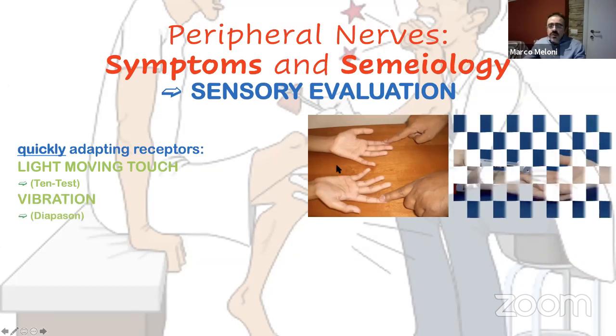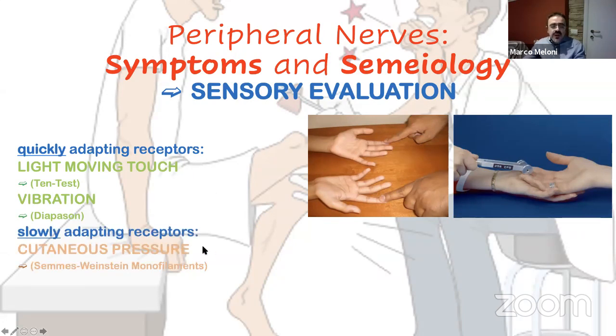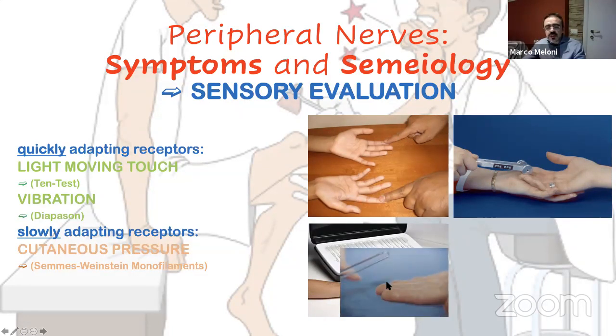And vibration. Vibration needs the diapason to examine. Slowly adapting receptors are the receptors that carry the cutaneous pressure feeling, that could be examined by the Weinstein monofilaments, as we see here in more detail. The filaments have variable diameters, and so by touching the pulp of the distal phalanx, we are able to examine the threshold of the patient for cutaneous pressure.